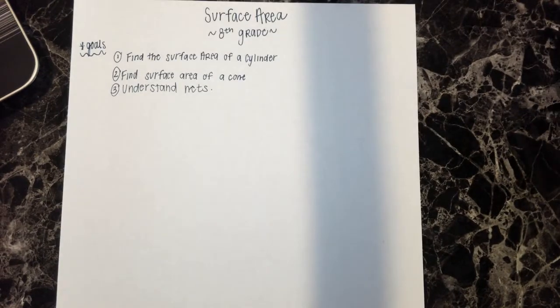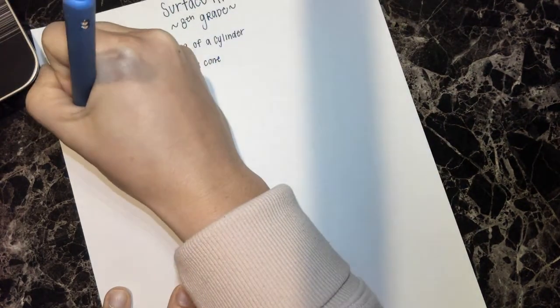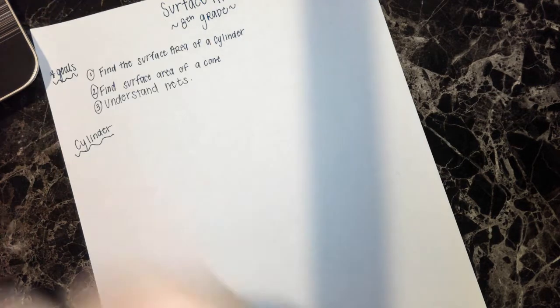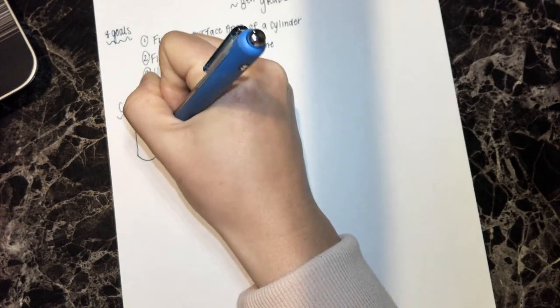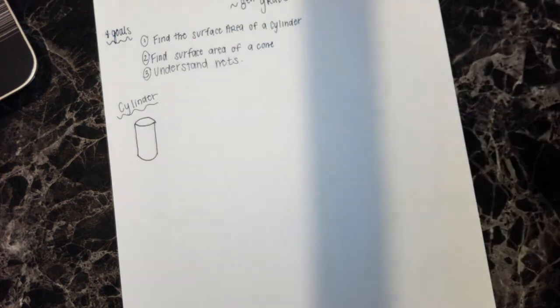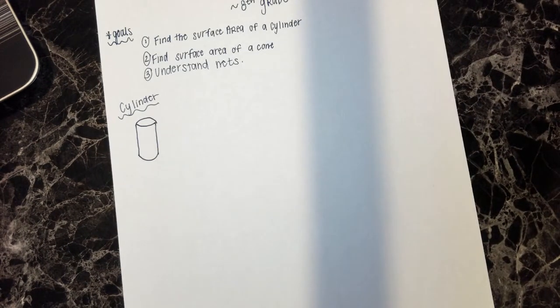Okay, so let's start with a cylinder. If you think about a cylinder, it is made up of two bases that are circles and then something that wraps around it. A cylinder is anything that is like a roll of paper towels, cups are cylinders, really anything that's in like that tube format is a cylinder.